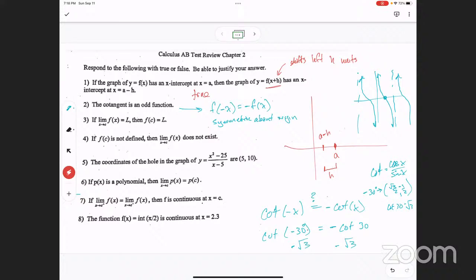Number 8. The function f of x equals int of x over 2 is continuous. I believe this is an integer. Yeah, it is. So that just jumps to whatever the integer is. Does that mean it jumps to the next integer or higher, or lower? I don't remember what the int function does. I think it is a ceiling function, not a floor function, meaning it jumps to the next higher one. Yeah, I know it's a piecewise function.